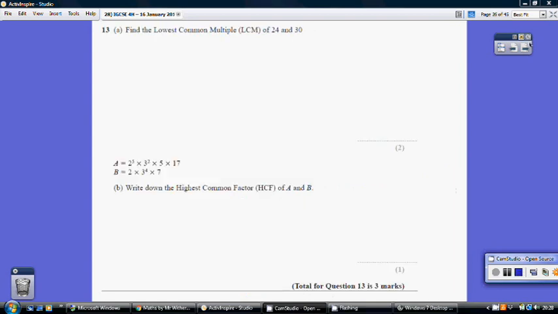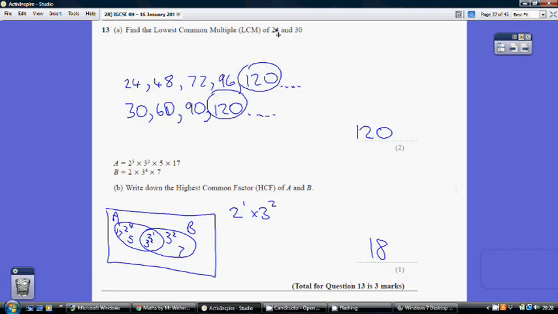Question 13. Now, to find the lowest common multiple, I could have done the product by prime factors and popped them in a Venn diagram and what have you to work out what it is. But I think when you're just being asked to work out the lowest common multiple, it's easiest just to do the 24 times table, the 30 times table, and wait till you get to the same number. So that's 120. Now for part B, I've got to write down the highest common factor of A and B.